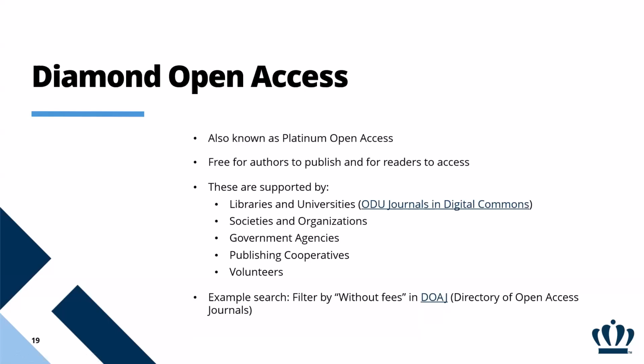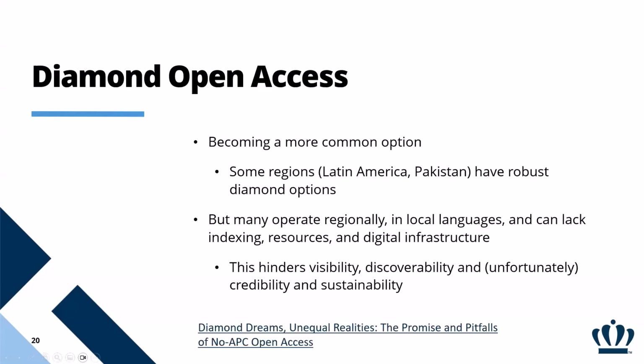So I also mentioned what was called Diamond Open Access. It's also known as Platinum Open Access in some cases. This is free for authors to publish and also for readers to access. So these are supported by a variety of models: libraries, universities, societies, organizations, volunteers, a lot of them are grassroots. You can search for these in the Directory of Open Access Journals, and there's a filter for without fees under there that might help you if you're looking for these specific journals.